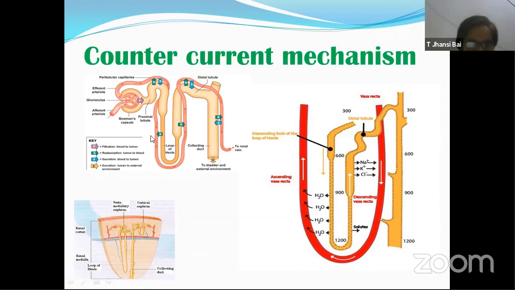Now, another point that we need to understand before we go to the countercurrent mechanism. Please have a look at this diagram. The white space seen over here, whatever space is present in between the nephrons and in between the peritubular capillaries or vasa recta, all this is called interstitium. Please note the spelling: interstitium. It is all interstitium.